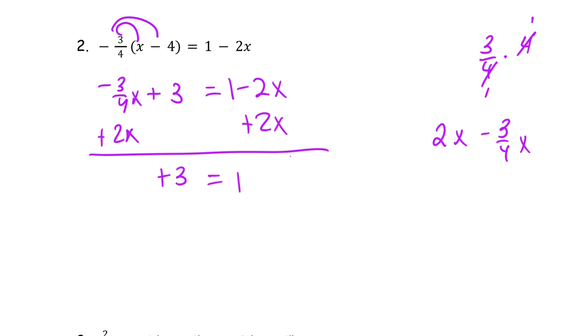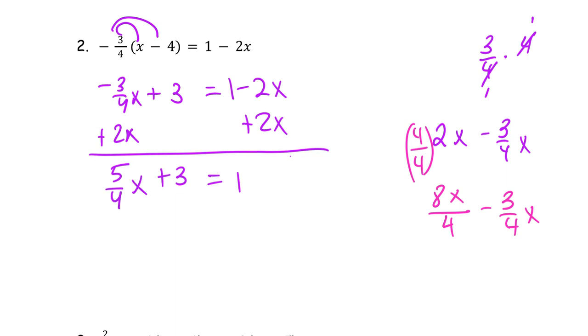Does anybody know what my 1 is going to look like? Nice. I need to multiply by 4/4. Do you see how 4/4 equals 1? So now I'm going to get, let's see, 8x over 4 minus 3/4 x. That's how we get common denominators. So we end up with what? 5/4 x. Do you agree?